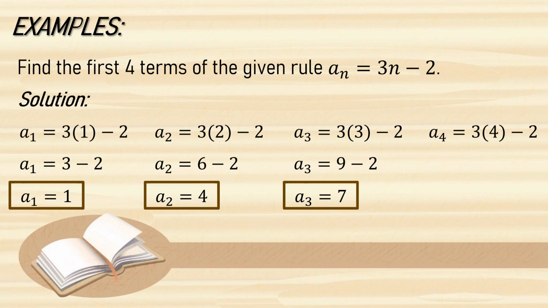And the last is the fourth term. So a sub 4 is equal to 3 times 4 minus 2. 3 times 4 is 12, minus 2, the fourth term or a sub 4 is equal to 10.